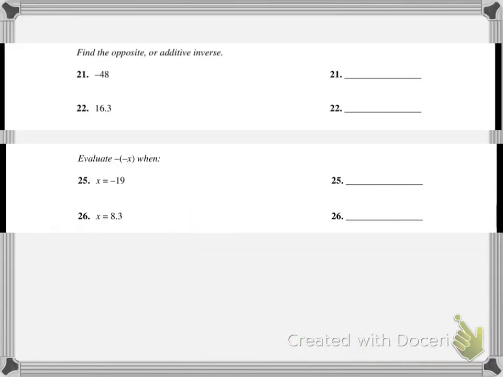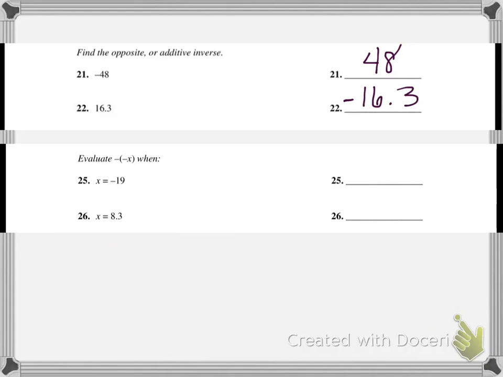Now let's look at this idea of additive inverse. You heard me say earlier it means the same thing as opposite. So what's the opposite or the additive inverse of negative 48? Well, that would be positive 48. And what's the additive inverse of 16.3? Well, that would be negative 16.3.